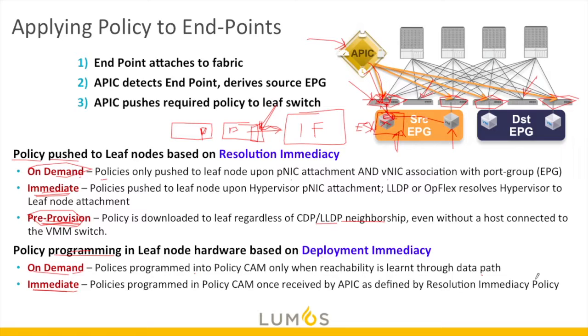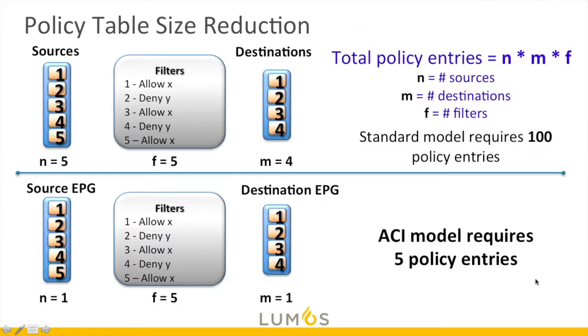So it depends on whether you want to conserve that forwarding table space or you're not concerned about it. The leaves, depending on the model, will potentially have hundreds of thousands of entries for forwarding space for layer 2, layer 3 entries, and for LPMs, longest prefix match. For smaller numbers of endpoints, it really doesn't matter. But as you start getting up there, you might want to be more concerned. So policy table size reduction is one of the ways that we can conserve forwarding table space.